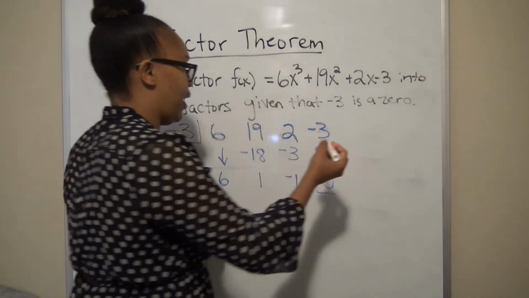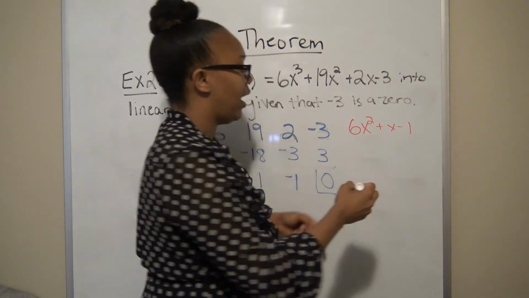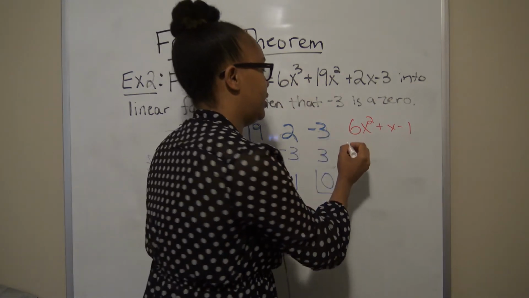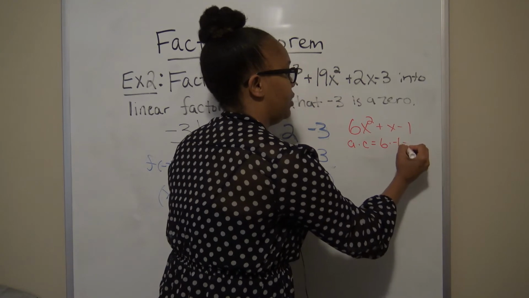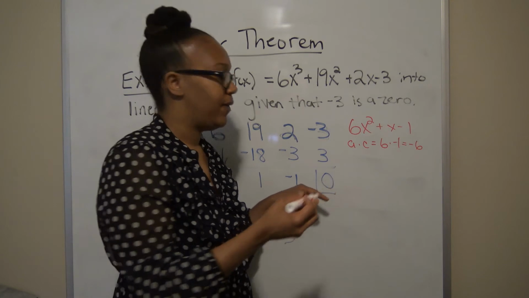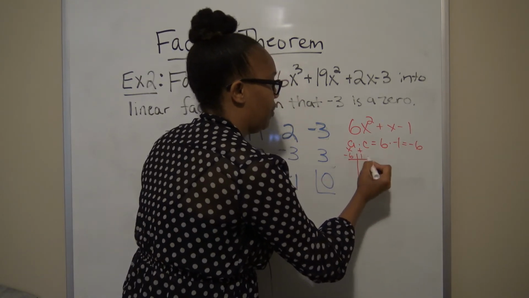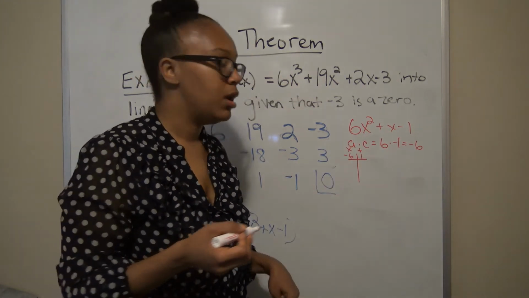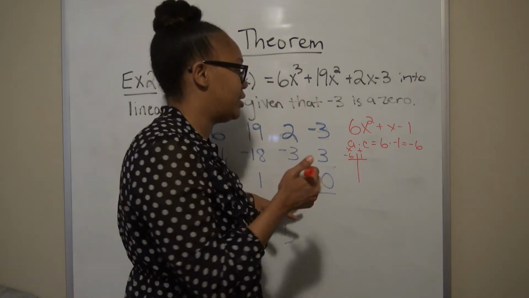In order to factor 6x squared plus x minus 1, we have to multiply the a and the c. So a times c is 6 times negative 1, which is negative 6. So now we want to take factors of negative 6 that add to a positive 1. The positive 1 comes from the coefficient of the middle term. So what are two things that multiply to give me negative 6 but add to give me positive 1?